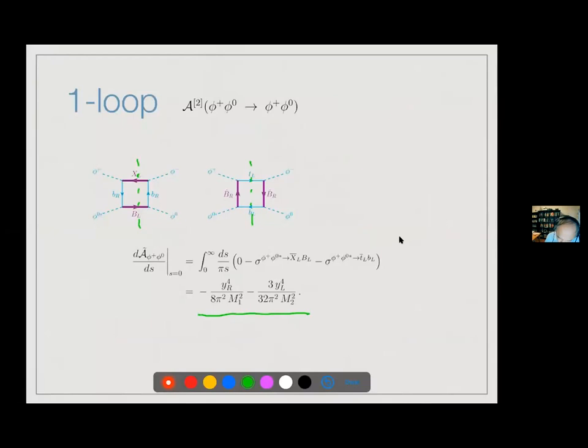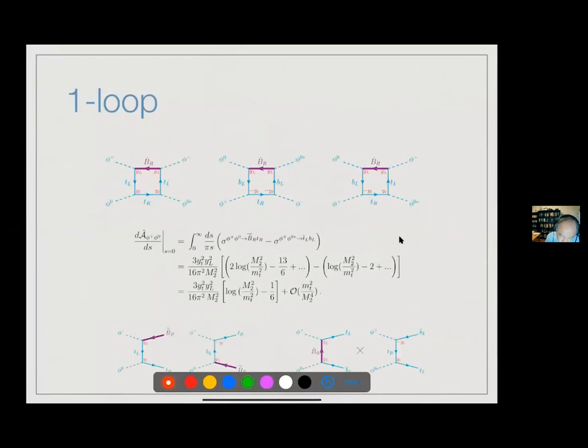And there are more one loop diagrams. There are also this type of diagrams. So you can also evaluate the right hand side by evaluating the cross sections down here, and also the interference term. So in the end, it will give you a form like this. And putting these two together.